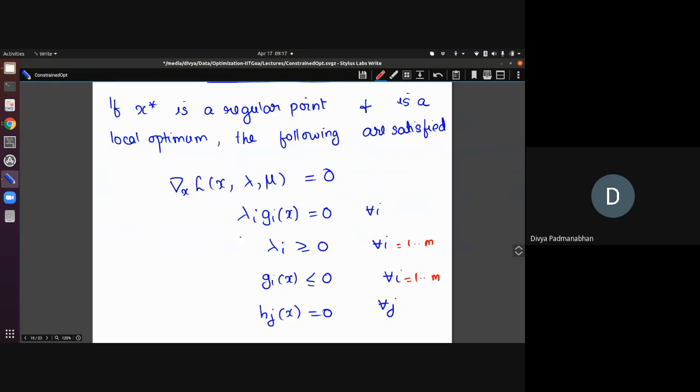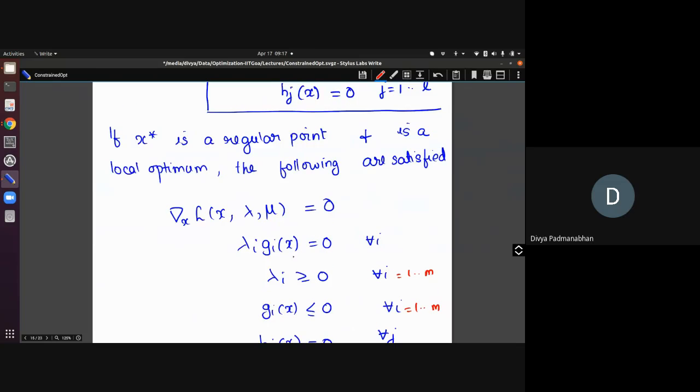Okay, so in order to capture that in the equation gradient L(x, lambda, mu) equals 0, you only want the active constraints to show up. For that reason, you are saying lambda_i g_i(x) equals 0 for every i. So this is also for all i, not only for the active constraints.